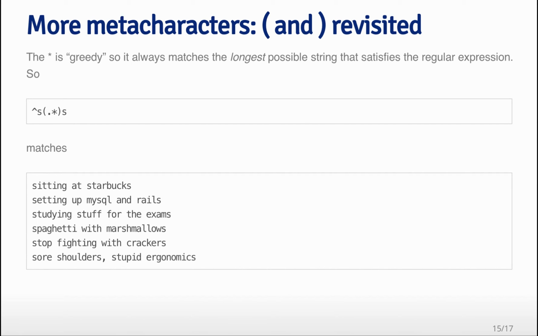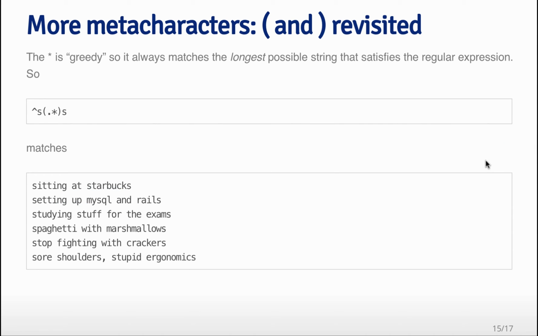The star is greedy, so it always matches the longest possible string that satisfies a regular expression. So in this case, we're starting at the beginning of a string, and we're looking for an S, followed by some possibly large number of characters, followed by another S. And so it's going to match the entire phrase here because it goes for the longest possible string that satisfies the expression. And that's true for all of these phrases because they all start with an S and end with an S.